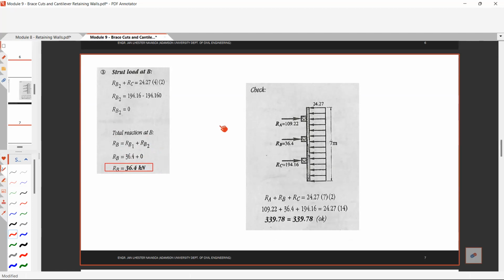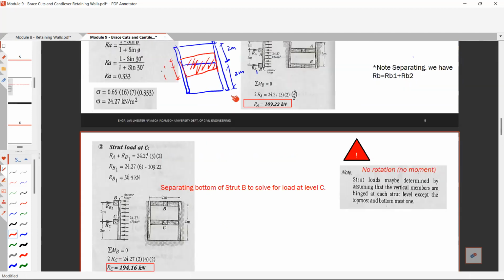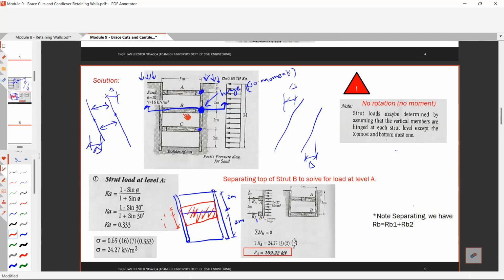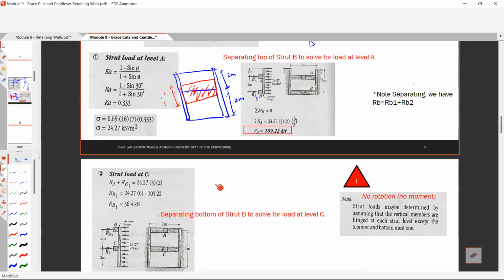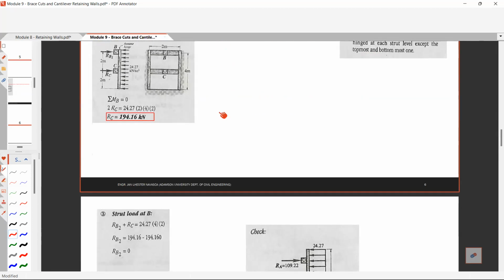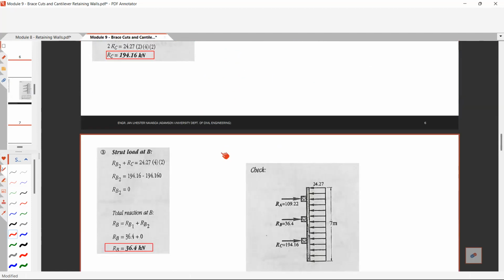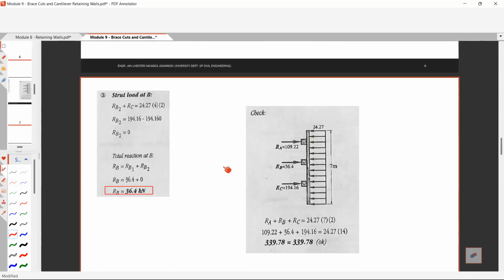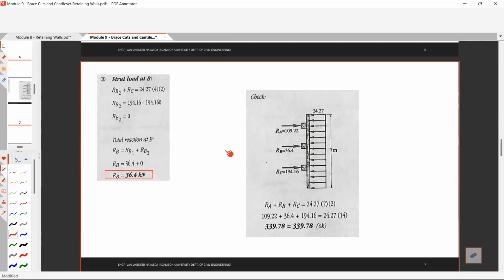Therefore, i-design mo yung iyong struts with compression load. That is a compression load. I-design mo yung strut with the compression load and tension load of RA, RB, and RC. So I think alam niyo naman kung paano mag-design for a material with a given compression or tensile load.